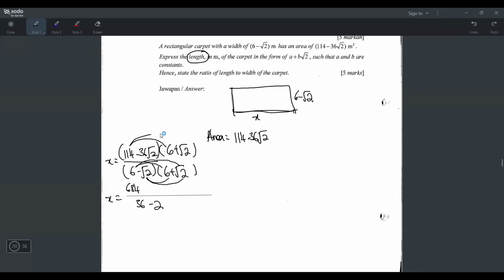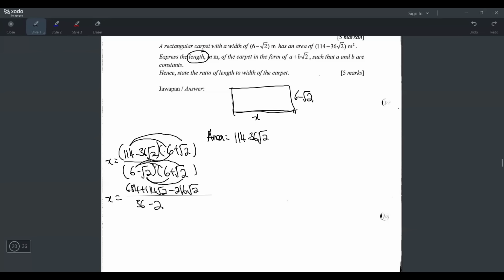Next one is 114 times square root 2, which is 114 square root 2. And then this one is negative 36 square root 2 times 6. Tapi number hanya boleh darab number saja. So negative 36 times 6, negative 216. And then nothing will happen to the square root 2. So just tulis tepi saja.